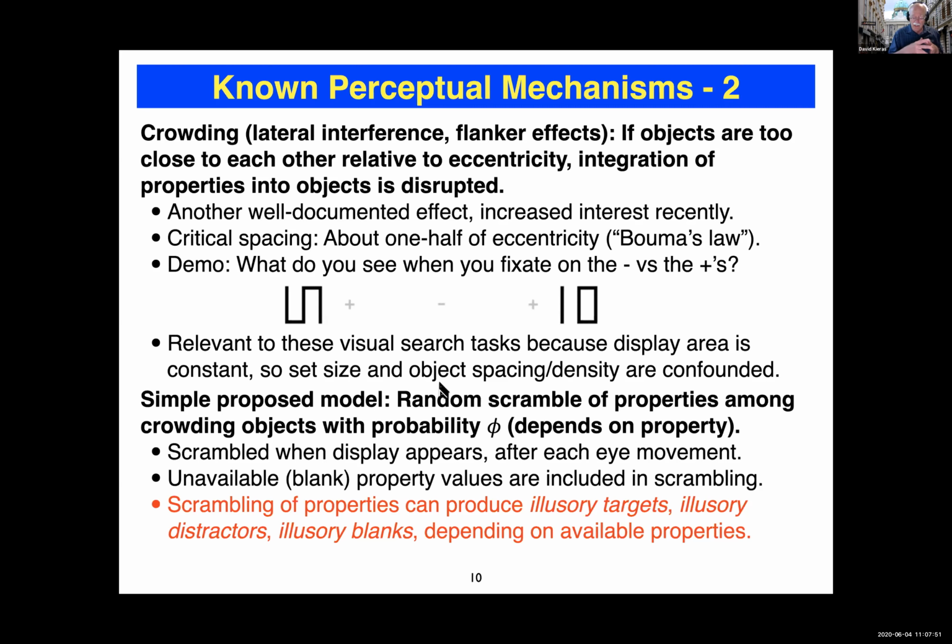Relevant to these tasks, because the display area is held constant, the more objects you put on the display, the more closely spaced they are on average. So the simple model for how crowding works here will just scramble the properties among the objects that crowd each other with a probability parameter phi. This happens after each eye movement or when the display appears. The key idea is that scrambling these properties can produce illusory target objects, illusory distractor objects, and illusory blank, or unknown property, objects, depending on the properties that are actually available.